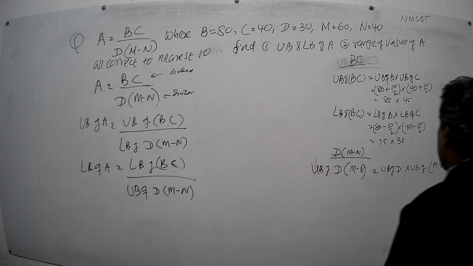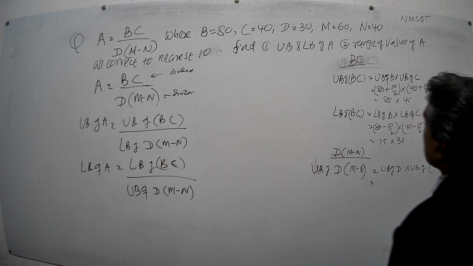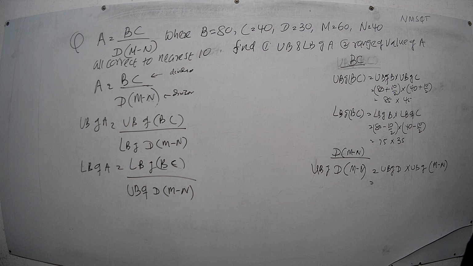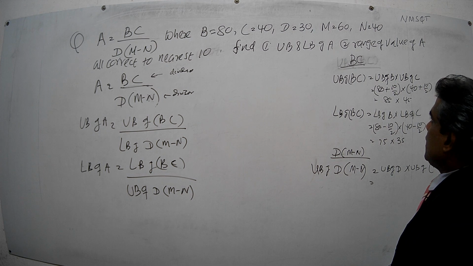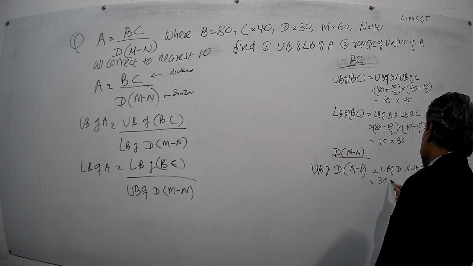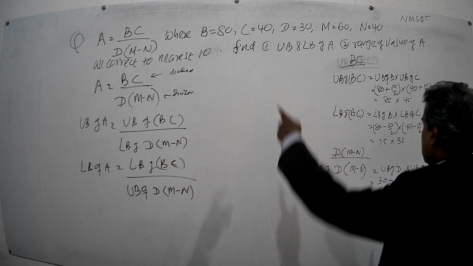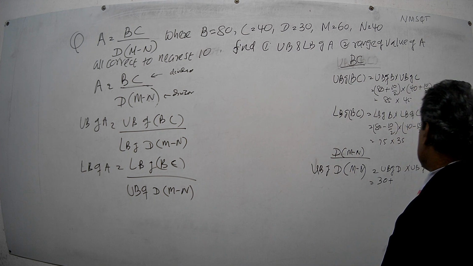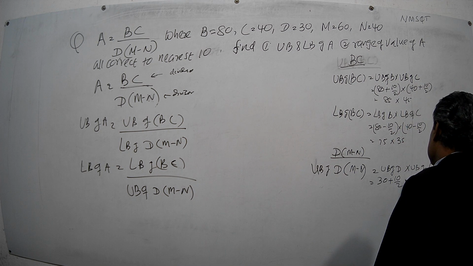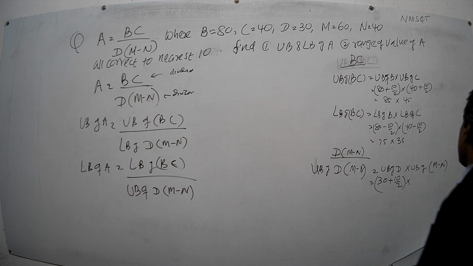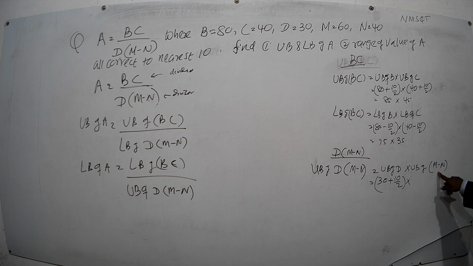Right, then you find the upper bound of D. How do you find the upper bound of D? Upper bound of D is corrected value plus degree of accuracy over 2. The D value is 30. Corrected value is 30, then plus degree of accuracy is 10, nearest 10. All numbers are written correct to nearest 10, therefore 10 over 2. That is that part.